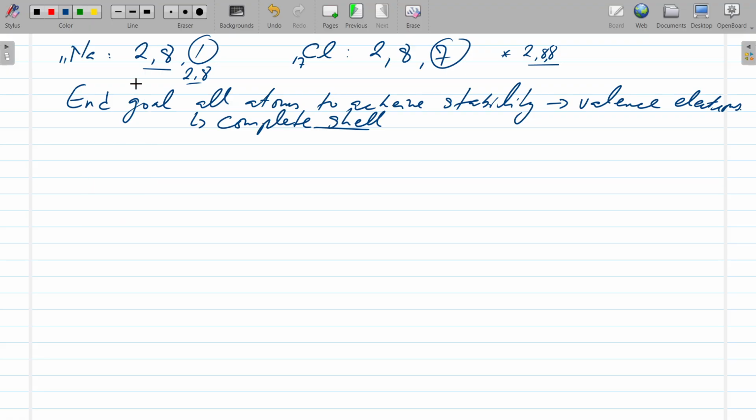So how does this happen? Let's take a look at that now. I'll make a crude drawing of the atoms over here. That yellow in the center is the nucleus. We don't need to say how many protons and neutrons there are. This is the first shell, second shell, third shell for sodium. And then you have the nucleus for chlorine, and this one has 3 shells.